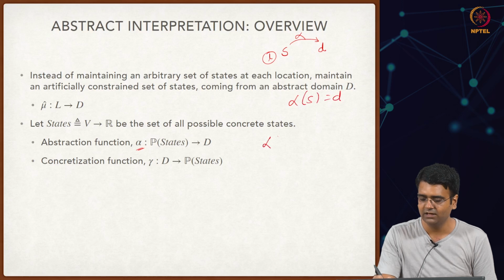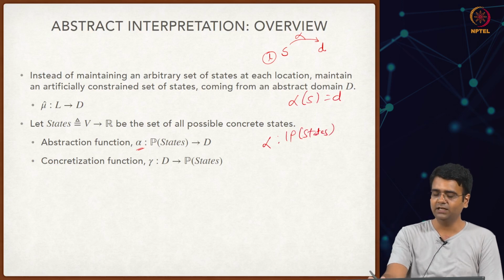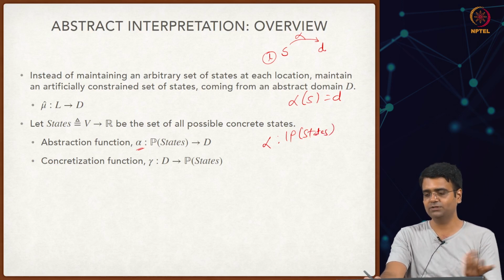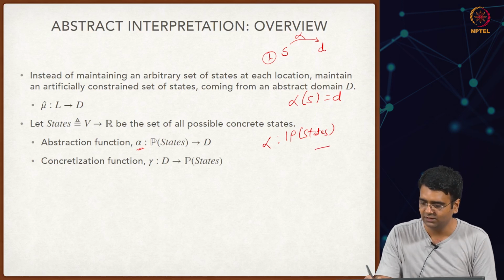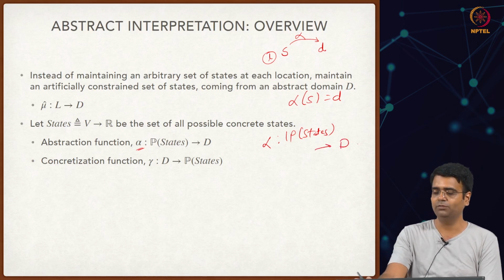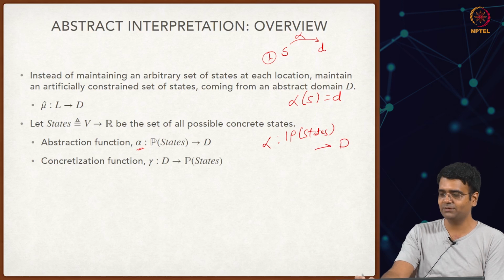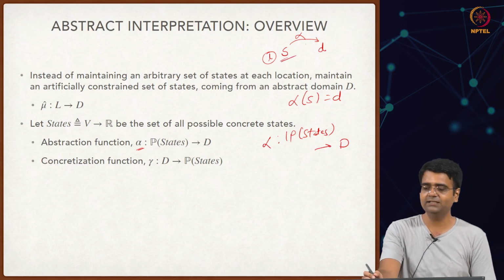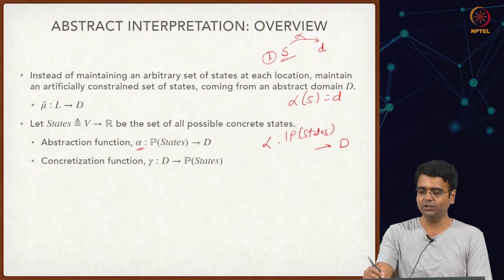In general, alpha is this abstraction function. It takes a set of concrete states, which is why its domain is the power set of the set of states, and maps it to an element of the abstract domain. So the codomain is the abstract domain D. Associated with every set of program states is an element of the abstract domain, which is computed through the abstraction function.